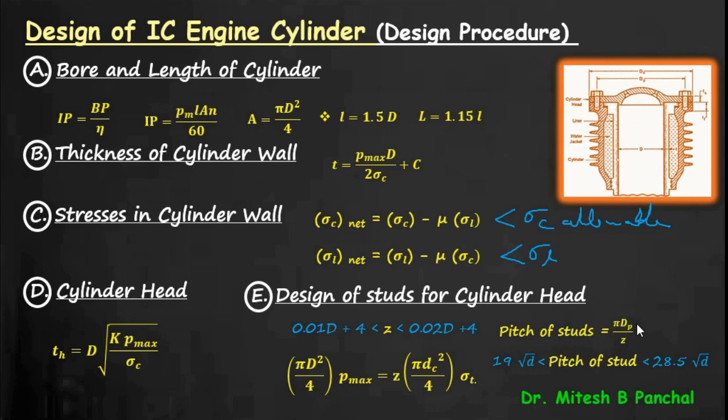For the leak-proof joint, the pitch of the stud should be greater than 19 times root d and less than 28.5 times root d. So this is the total summary of the design procedure of the IC engine cylinder.